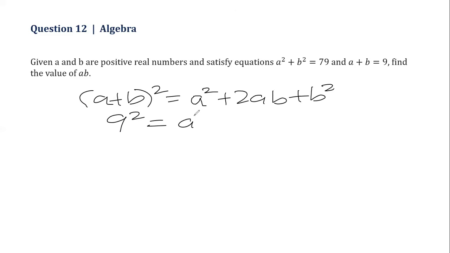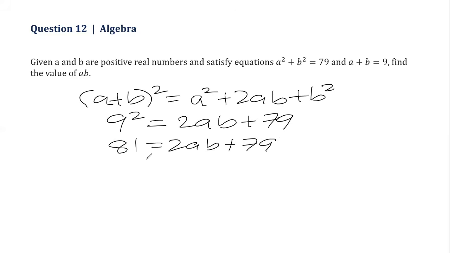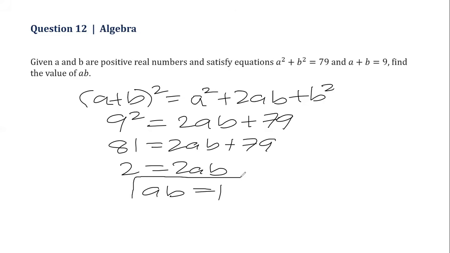And we can write this as 2AB plus A squared plus B squared, which is 79. So 81 is equal to 2AB plus 79. Subtracting 79 from both sides, we get 2 is equal to 2AB. This leaves us with AB is equal to 1. So this is our answer. AB is equal to 1. Are there any questions?